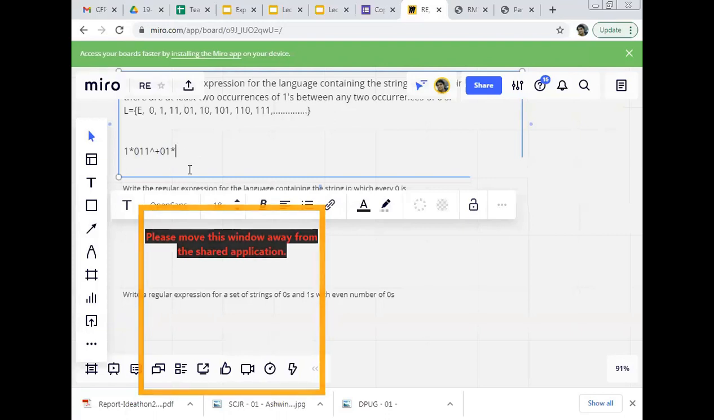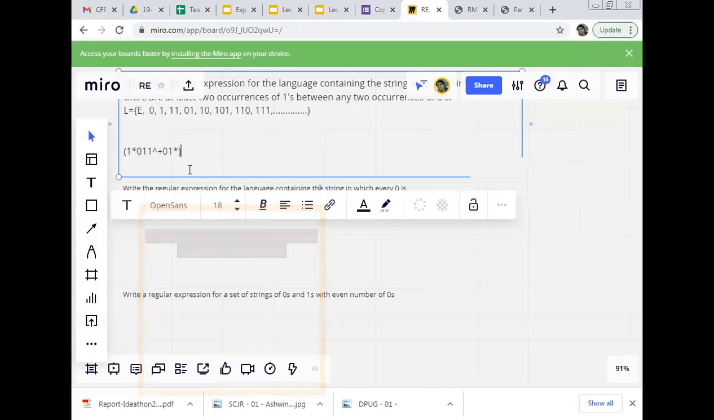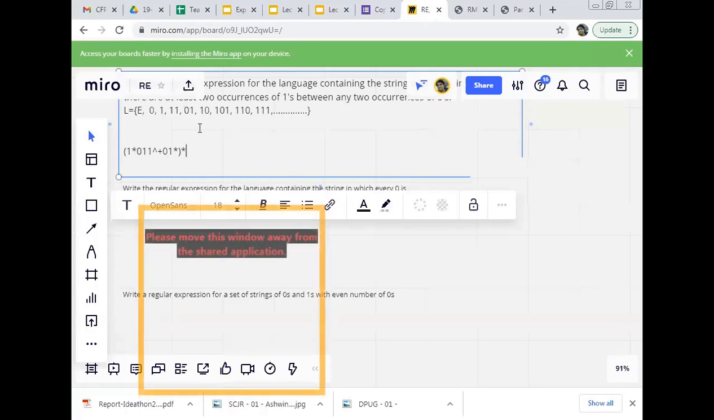Okay. Can I make this star? Because this may be repeated any number of times, right? Please let me know. Students, can I make this star? Preeti says no. Any other answer? Preeti, can you tell me why?